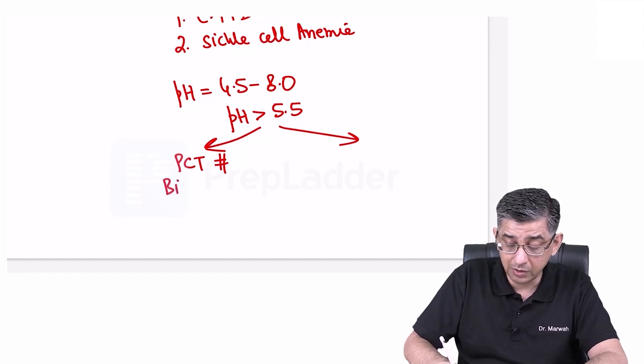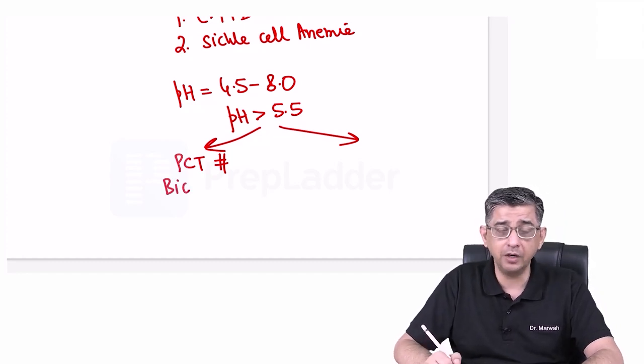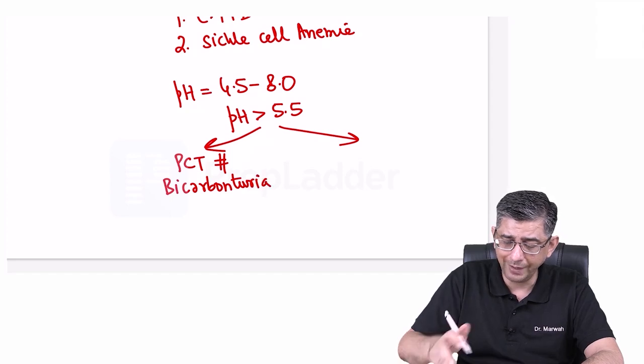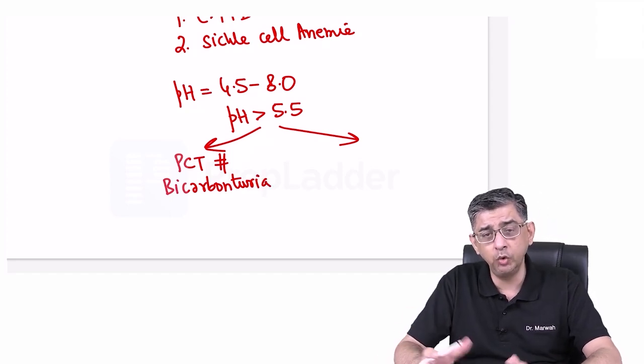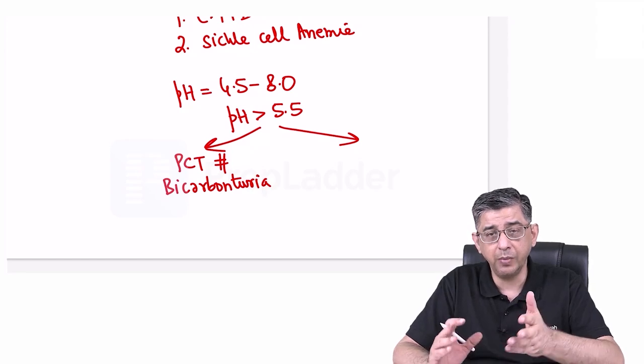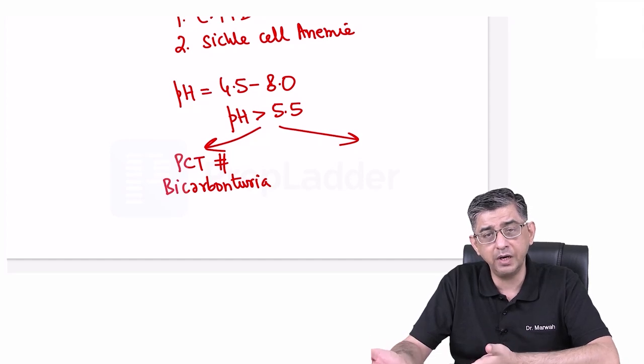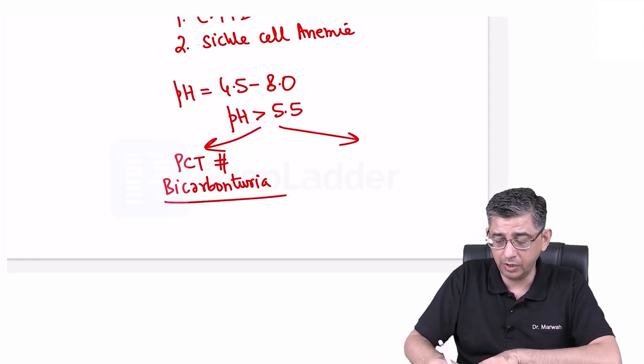Proximal convoluted tubule is responsible for absorption of bicarbonate. Now, if bicarbonate will not be absorbed, I'm using a very peculiar term that you don't read routinely, bicarbonaturia. So if you're going to be having bicarbonate in higher concentration in the urine, the pH will be on the higher side. This is what is called renal tubular acidosis type 2.